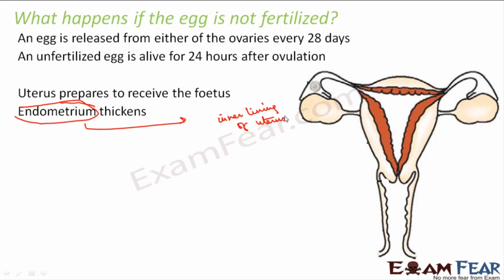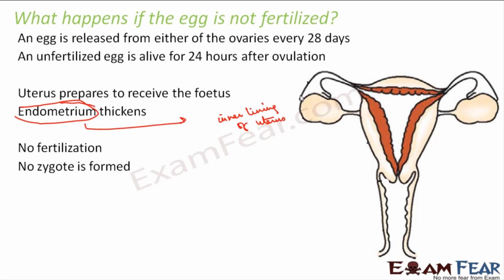But now let us suppose that no fertilization takes place. Even though this egg was released by the ovary, there was no sperm who could fertilize it within 24 hours. So in that case, no fertilization took place, which means no zygote is formed. Now what will happen to the egg? The egg will degenerate itself. So the egg will vanish.